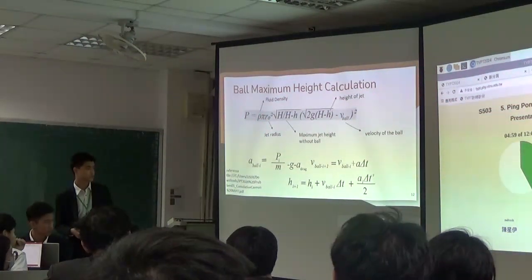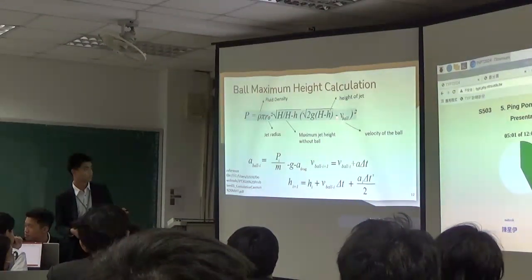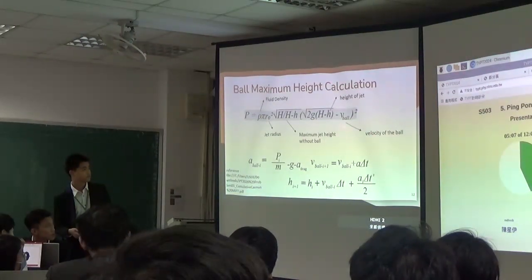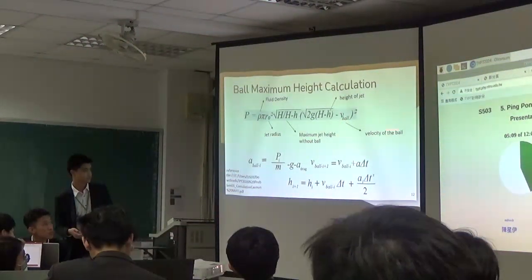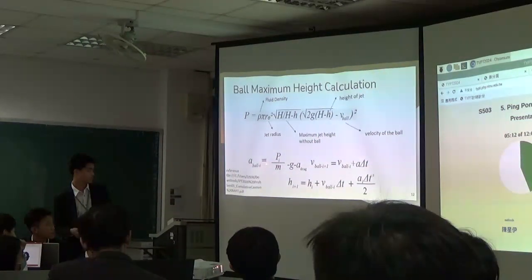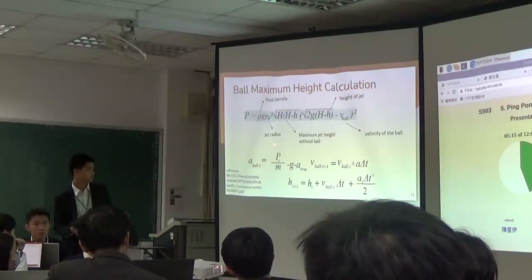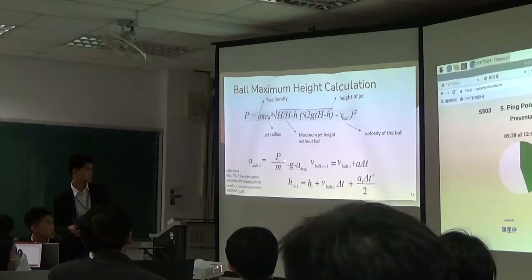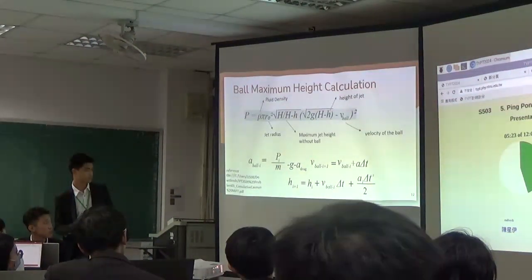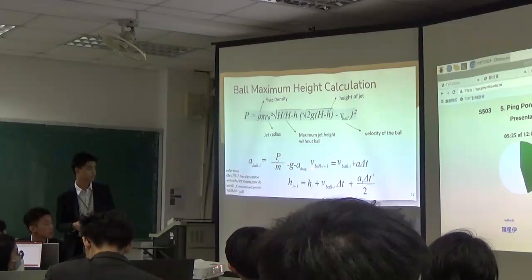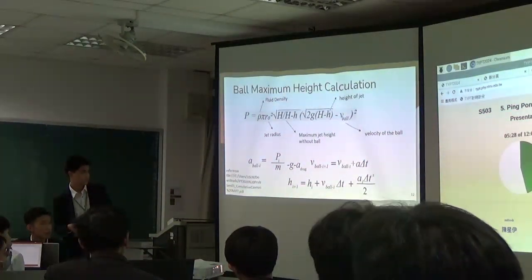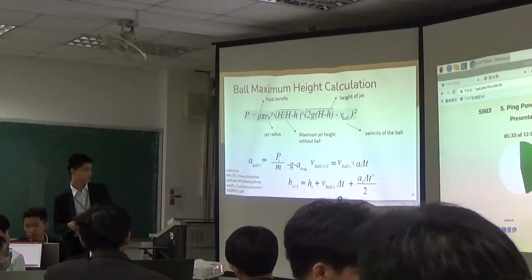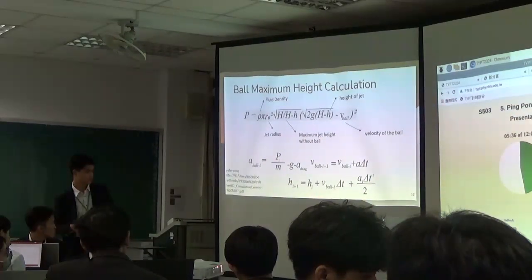Uppercase H is the maximum jet height without the ping pong ball, and lowercase h is the height of the jet. And v is the velocity of the ball. Here the acceleration is force P divided by M, which is the acceleration of the ball, minus the gravitational acceleration and the air drag acceleration. And the velocity change equals the acceleration times delta t, and so we can get this equation.